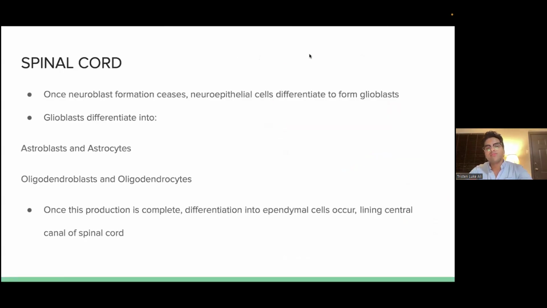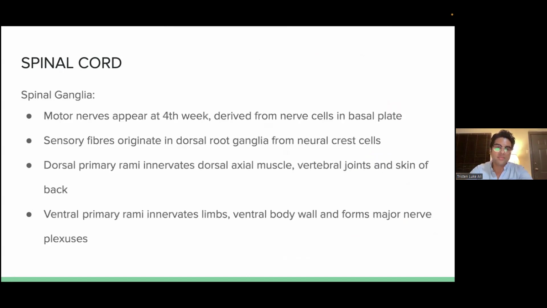So once neuroblast formation ceases, neuroepithelial cells differentiate to form glioblasts, and these glioblasts differentiate into astroblasts, subsequently astrocytes, and oligodendroblasts, and subsequently oligodendrocytes. Once this production is complete, differentiation into ependymal cells occurs, lining the central canal of the spinal cord. So furthermore, we can discuss spinal ganglia. Our motor nerves appear at the fourth week, and these are derived from nerve cells in the basal plate.